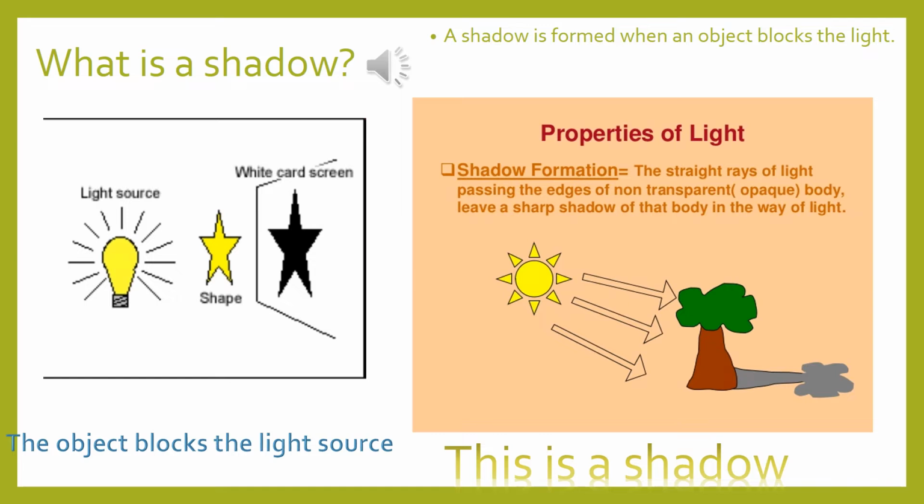The first picture says there's a light source and there's a shape and there's a white card screen. And in the other picture, there's properties of light. Shadow formation. The straight rays of light passing the edges of a non-transparent, opaque body leave a sharp shadow of that body in the way of light.